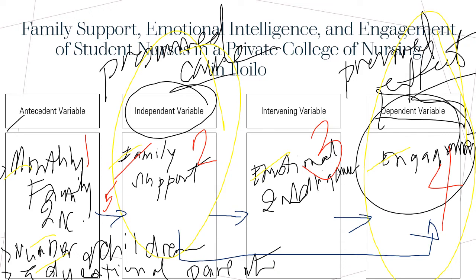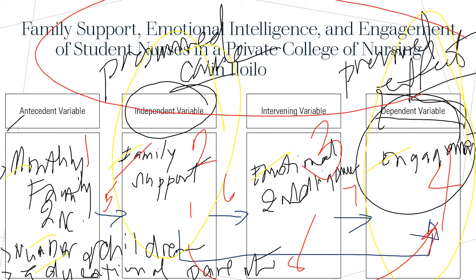That's your objective number 5. If I would look into objective number 6, I might say, I would like to determine if there is a significant relationship between the level of family support and level of emotional intelligence. Number 7, I would want to determine if there is a significant relationship between emotional intelligence and level of engagement. And number 8, I would want to determine whether there is a significant relationship between family support and level of engagement. So from this title, you could get at least 8 specific objectives.